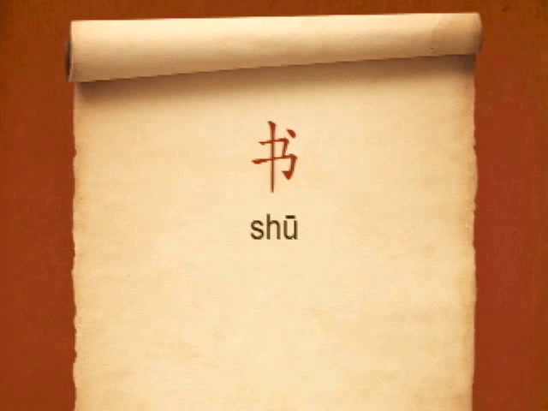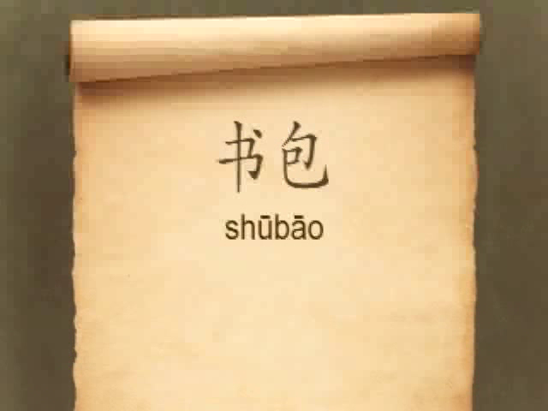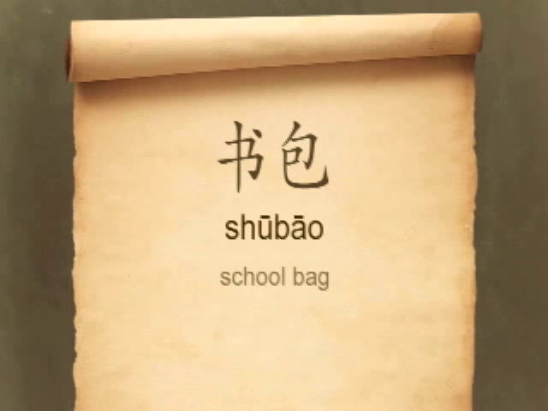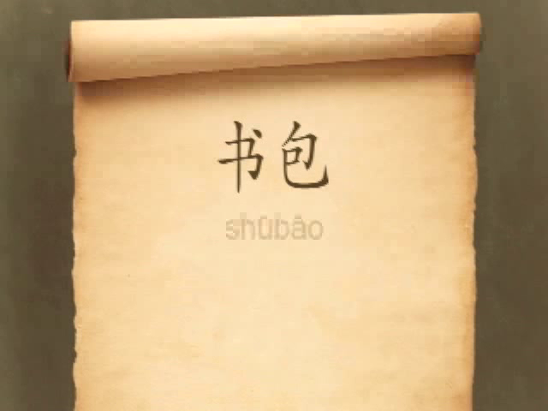书包, a school bag, is another object found at school. Both syllables are said with the first tone. Listen. 书包 书包. Say 书包 after me three times.